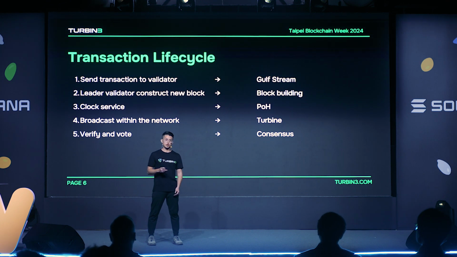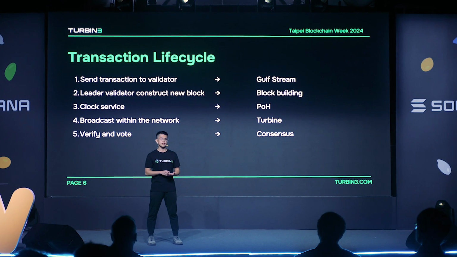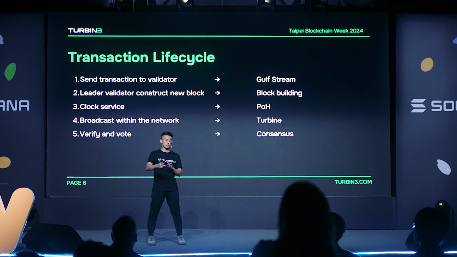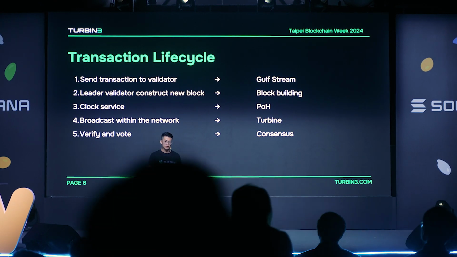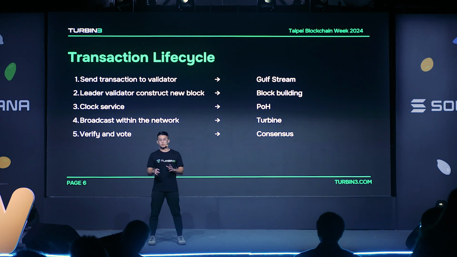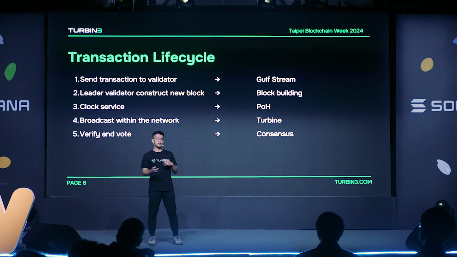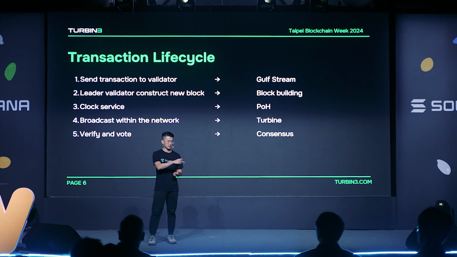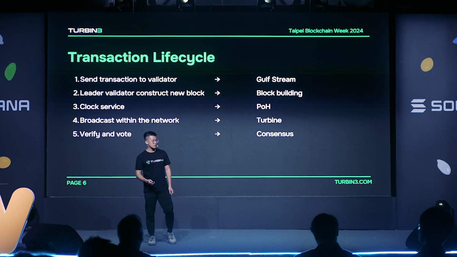And proof of history, short for PoH, is a clock service. After a block is built, we need to broadcast the block across the whole Solana protocol, and this mechanism we call Turbine. And finally, we need to reach consensus. That means the validators need to verify the block and vote for it. That's how the whole process goes after your transaction is sent out.